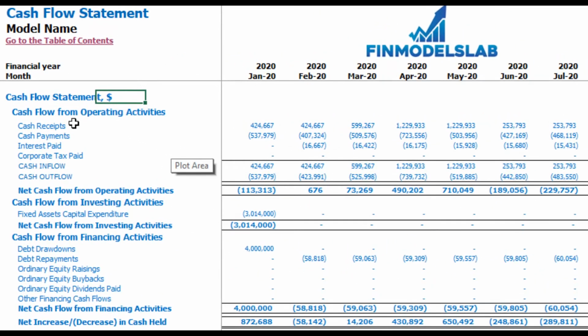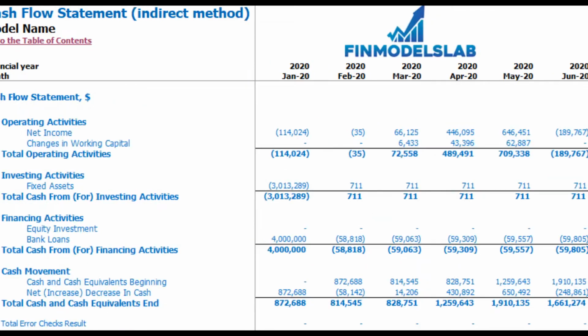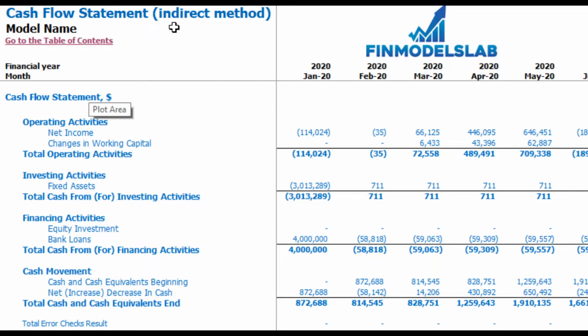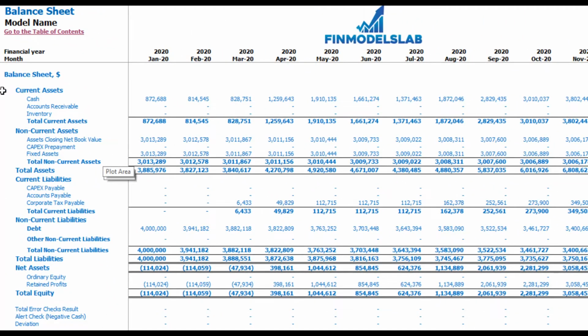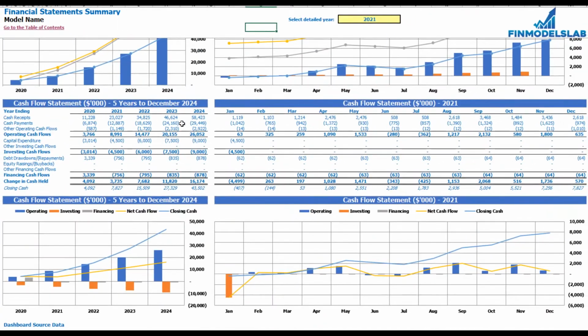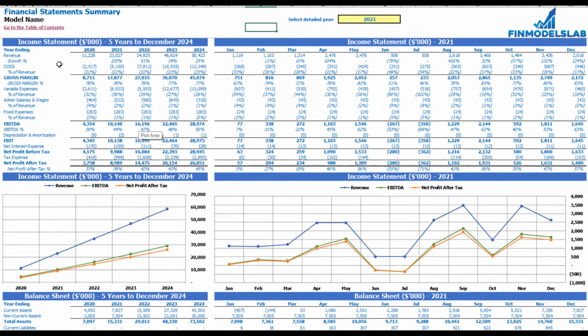On the cash flow statement you may see your cash flow broken down by cash flow from operating activities, cash flow from investing activities, and cash flow from financing activities. The same information you may see on the cash flow statement in indirect method, operating, investing and financing activities, but in more collapsed form. Just easier to see the information here. And the balance sheet will show you the breakdown of your current assets, non-current assets, current liabilities, non-current liabilities, and equity by its subcategories.